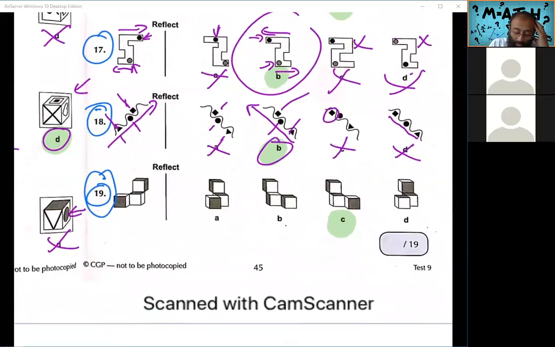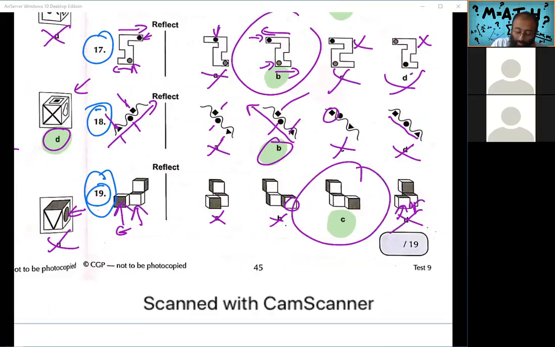Okay, if you reflect the 3D shape for number 19, you definitely won't get A. It looks nothing like it. You won't get B because the gray is not here. The gray that's there. If you look at D, you've got white here and white here, when we've got gray here and then white here. So these are wrong. That's the only right one.